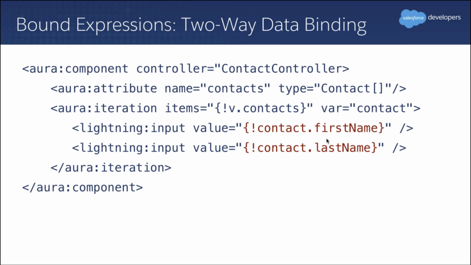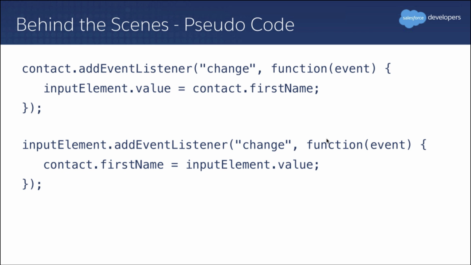Because this is implemented as a bound expression, in other words, two-way data binding, you may not always realize that behind the scenes, what the framework has to do is implement two event listeners for each bound expression. The first one is on the model, so on the data. You're basically saying, if the data changes, I need to know. So I'm setting up an event listener, and if indeed the contact changes, then I need to change the value in the input field.